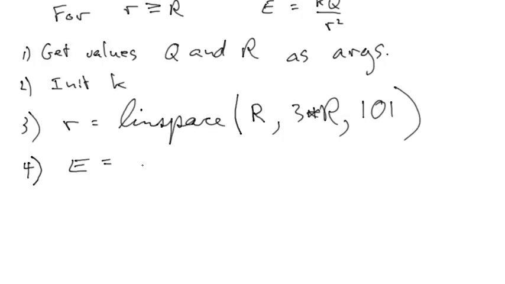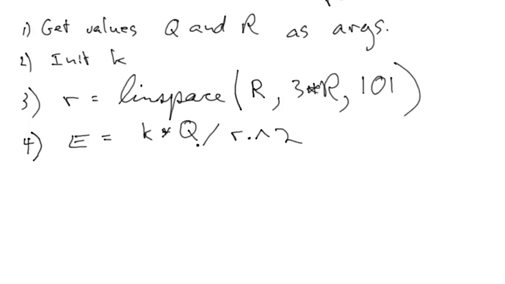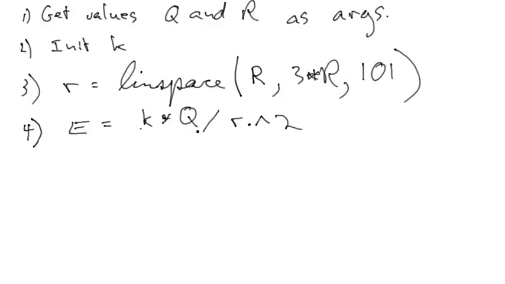So then E is equal to K times Q, which is something that was given, divided by, and I'll go dot slash because R is an array, and I wanted to do it for each of these 101 values in that array of values. And the same thing with R dot to the power of 2. So it's more like I'm writing the code here rather than just an outline in English, but that's what I want to do, create an array of electric field values.